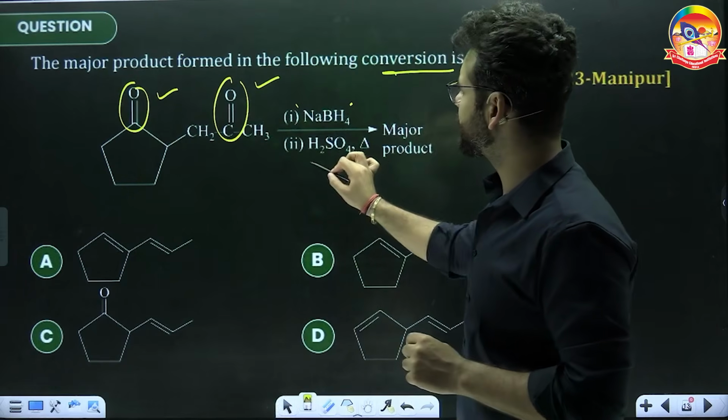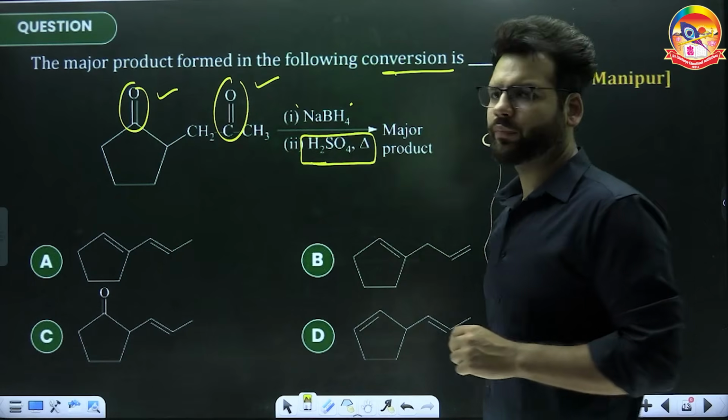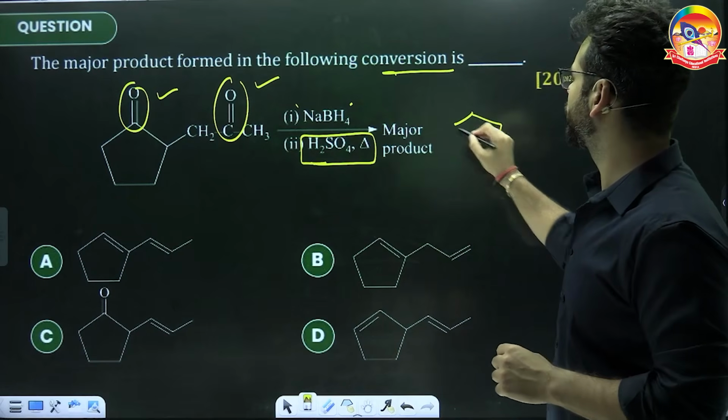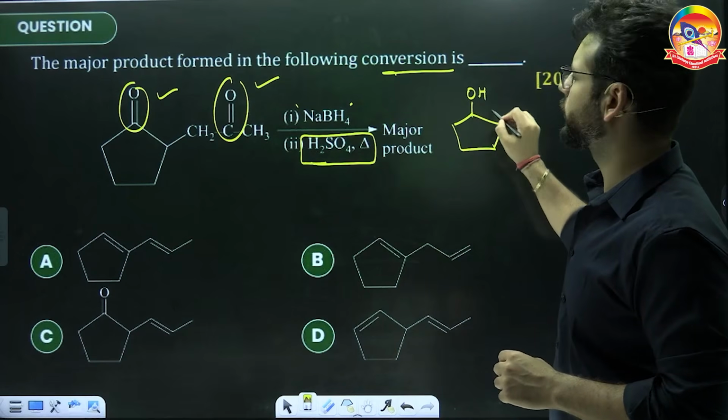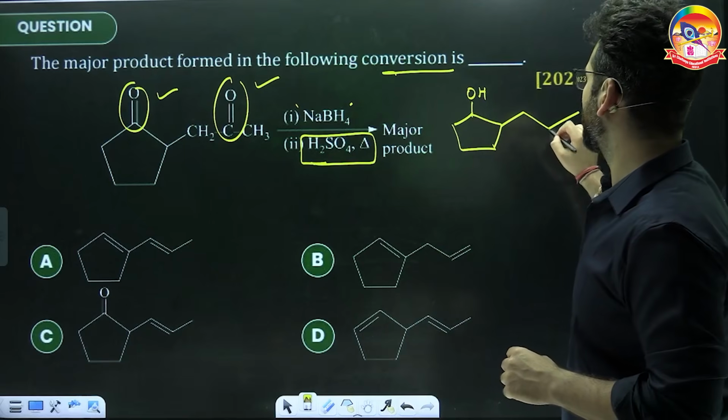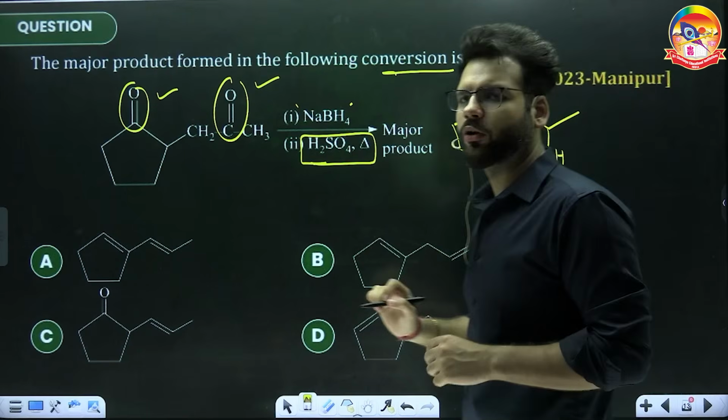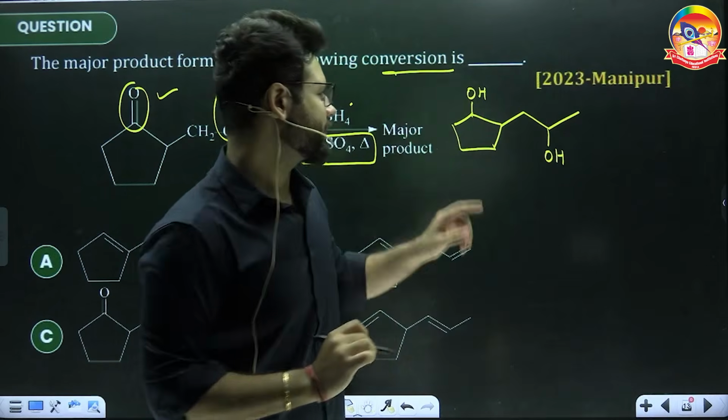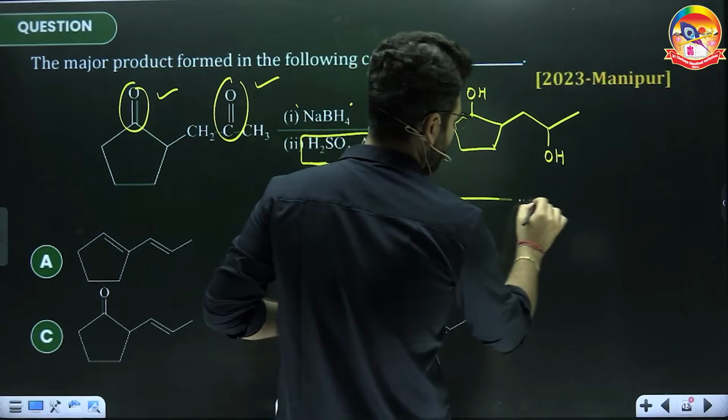But then second step is H2SO4 with heating. So in the first step, what would happen? Both would convert to alcohol. Here also a secondary alcohol. Very nice question. Here also a secondary alcohol, right? And the next step, concentrated H2SO4 with heat, means dehydration.